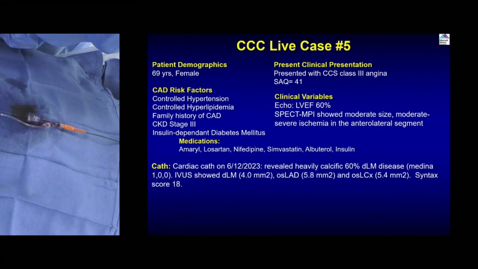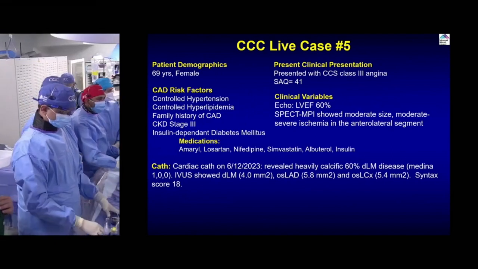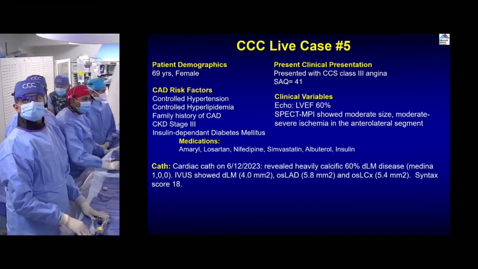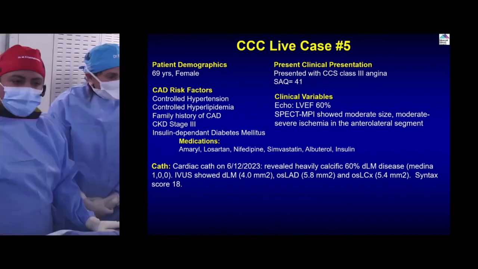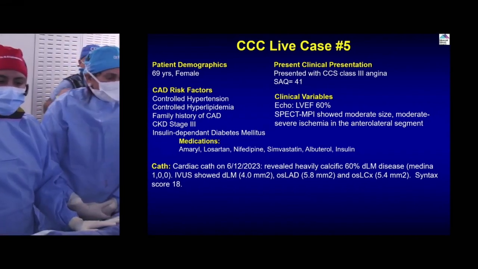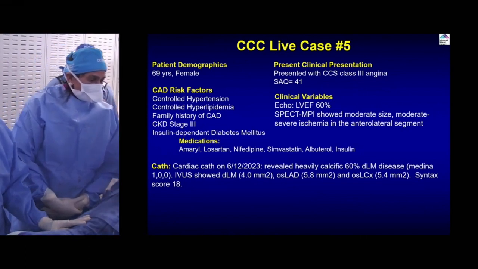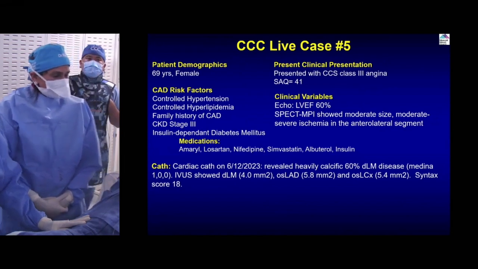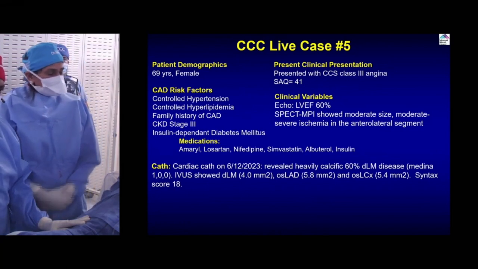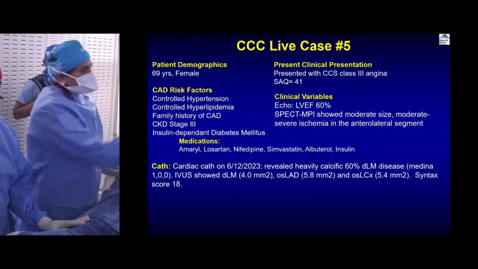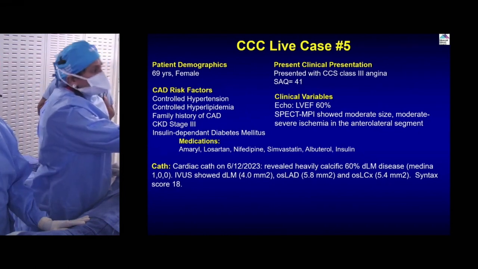68-year-old female who presented with angina class 3, SAQ of 41, with risk factors completely controlled. CKD stage 3, insulin-dependent diabetic. EF was normal and stress test showed moderate to severe ischemia in the anterolateral wall, and she was on good medical therapy. She had a cath just a few days back, and you can see that she had disease of the distal left main. Very important, we'll show you the angiogram. So only the left main, with a SYNTAX score of 18.